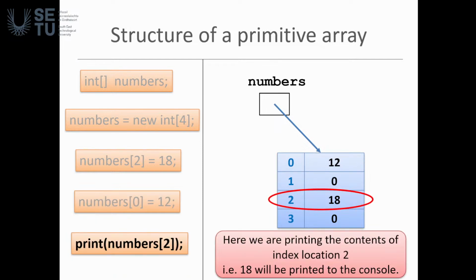Okay. So in this case here, we're printing. If we want to use the value that's stored, we just use the array name and the index that we're looking for. So in this case, we want to print the value that's stored in our array called numbers at element 2, and that's going to print 18 to our console.